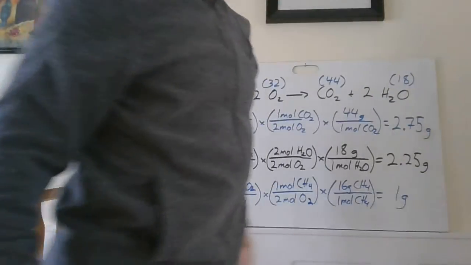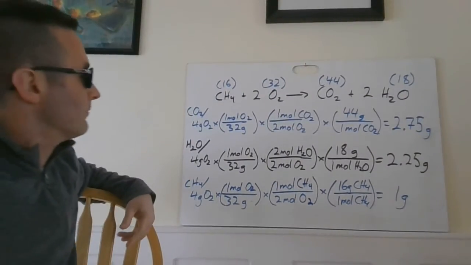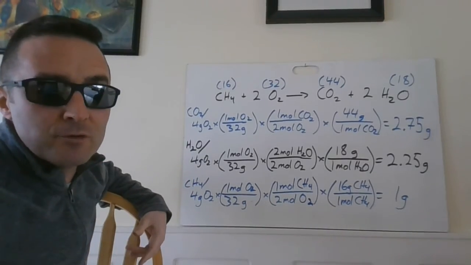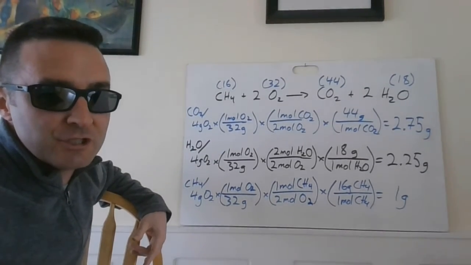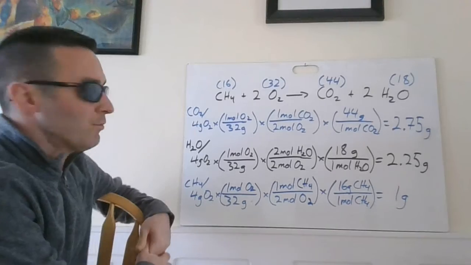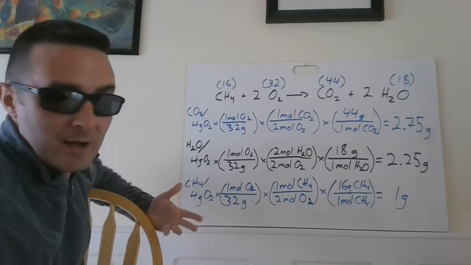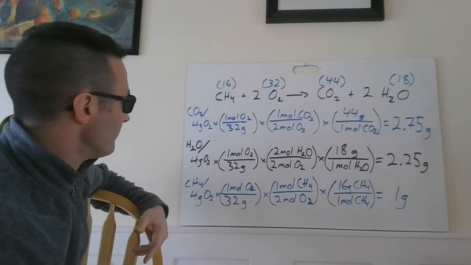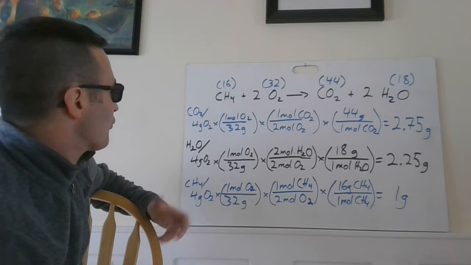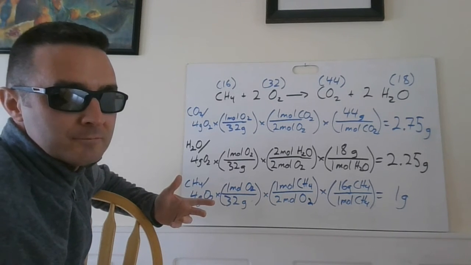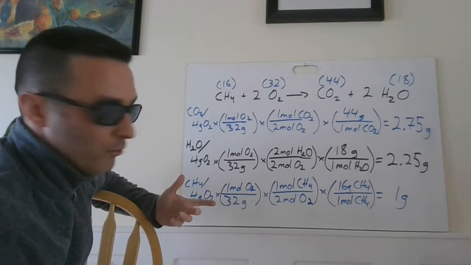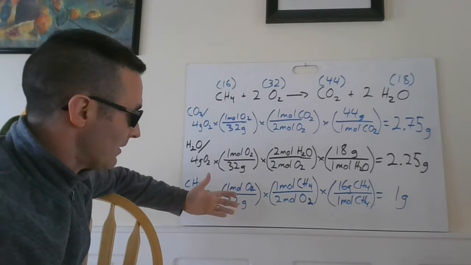Okay, so again, your numbers all come out the same. It's just a question of when you want to do your math. Your first steps for all of your problems are the same. You're taking your grams of oxygen and converting it into moles. So that's the same here.